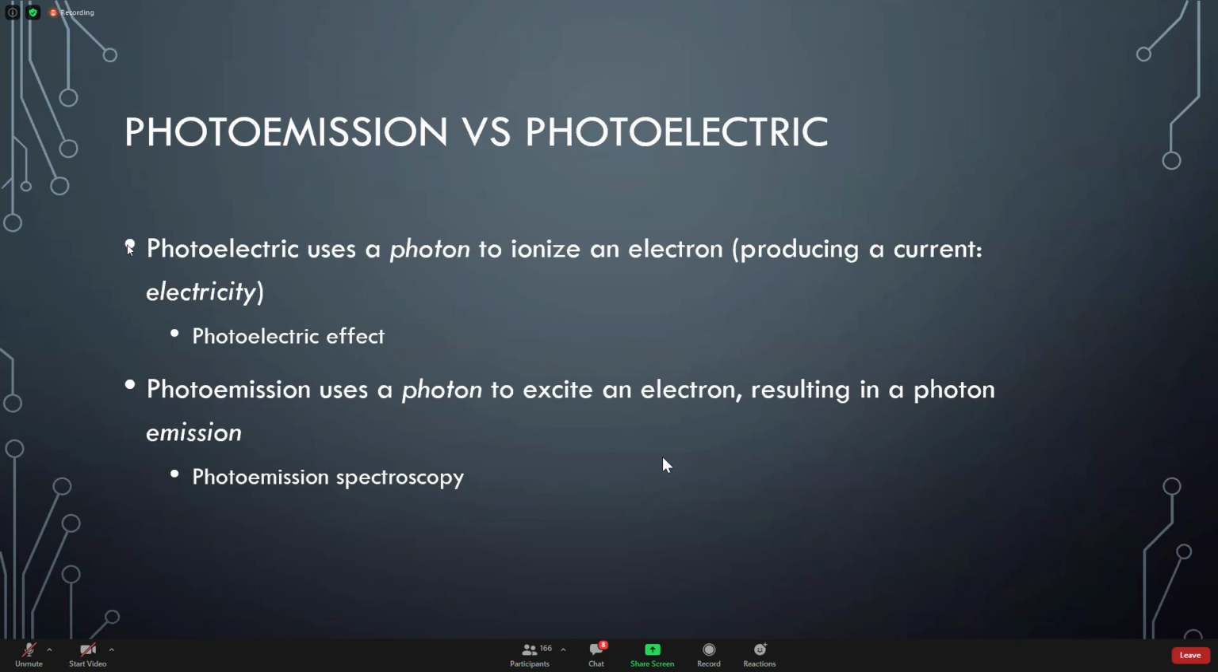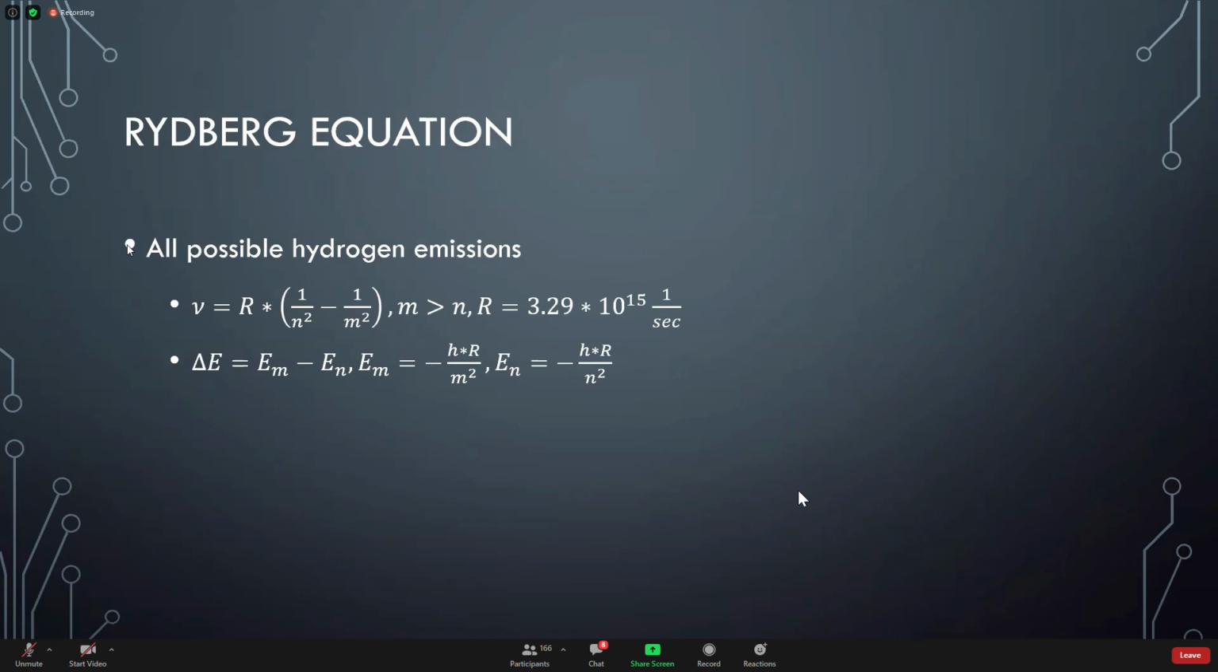And on the next slide, we have the Rydberg equation. This relates back to the photoemission spectroscopy with those lines that we were talking about earlier, and it gives us all possible hydrogen emissions. One thing that's super important to keep straight is which version of this you want to use, because there are two different equations which have two different constants. If you get them mixed up, you might end up using the wrong constant and get the wrong number. Here we've given it in terms of frequency and this value of R, but there's also another equation. So just make sure you know what you're using.